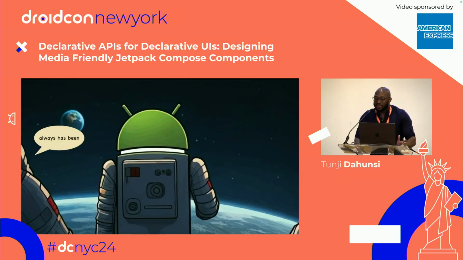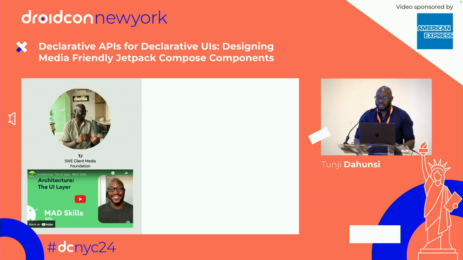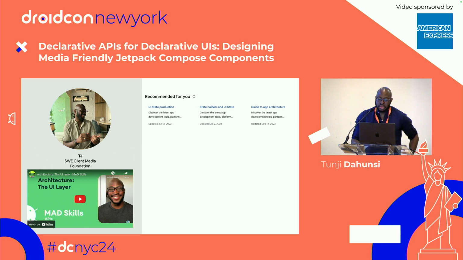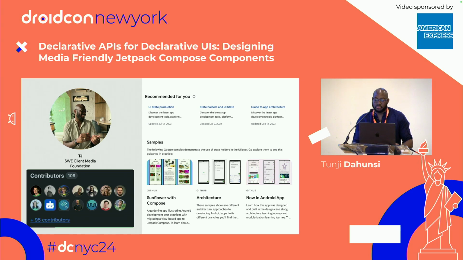Okay, but about who I am, hello, I am TJ. I'm a software engineer at the Client Media Foundation team at Airbnb. You may have seen me on YouTube talking about the architecture and UI layer on the Android developers YouTube channel. You might have read these documents on developer.android.com, UI state production, I help write those. Or you might have used any of these samples on GitHub. I helped build them as well, along with these other fantastic people.